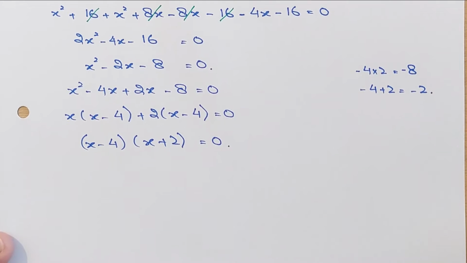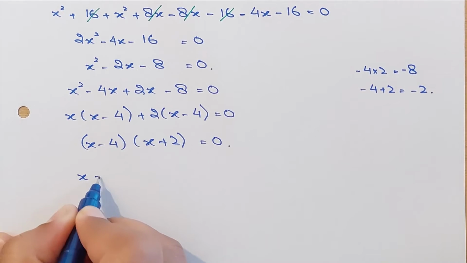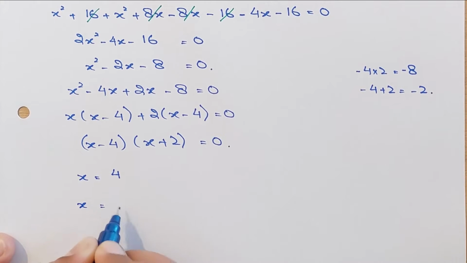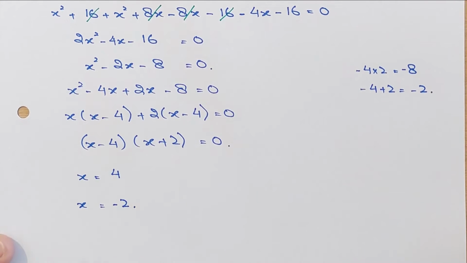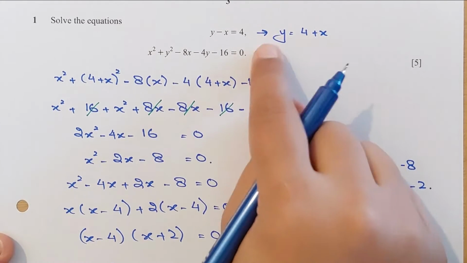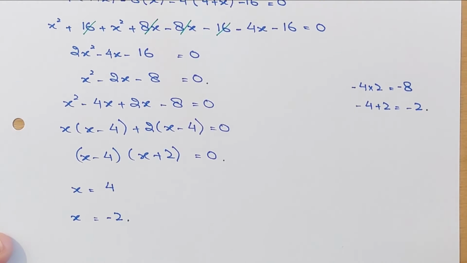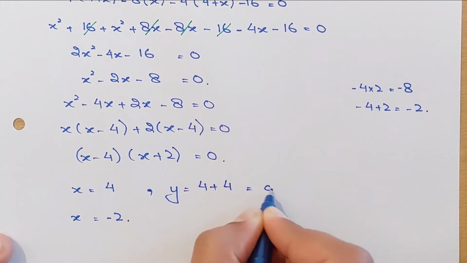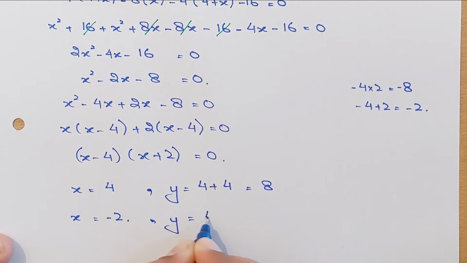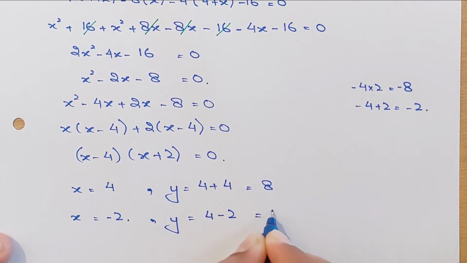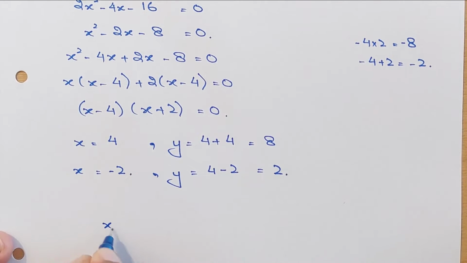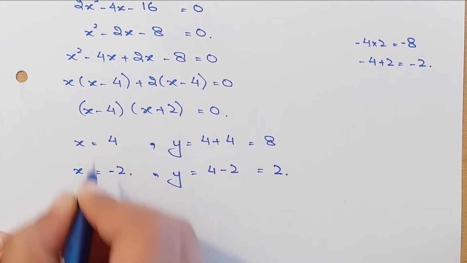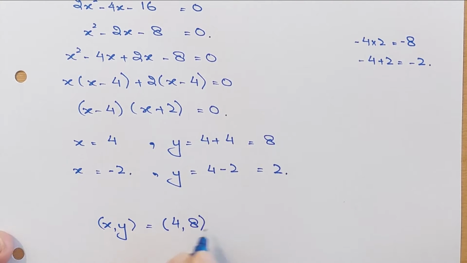Right, so put both factors equals to 0, we will get 2 x values. X is equals to 4 and x is equals to negative of 2. Let me find the corresponding y values by plugging into y equals to 4 plus x. Right, so what is the y value? Y equals to 4 plus the x is 4, this is 8, and from here y equals to 4 plus x, minus 2, this is equals to 2. Right, so we have a solution (x, y) is equals to, when x is 4, y is 8, (4, 8), and when x is minus 2, y equals to 2, (minus 2, 2).